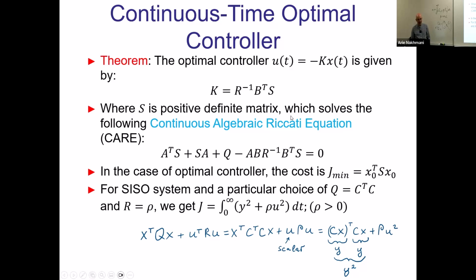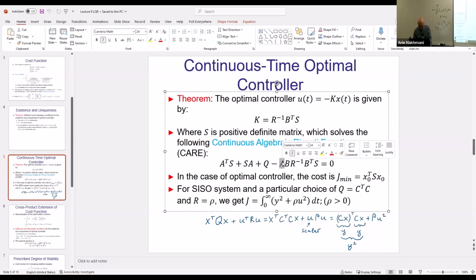S is a positive definite matrix, which solves the following continuous algebraic Riccati equation. That equation is definitely a matrix equation, right? So all of that is matrices. S is a matrix of n by n, A is a matrix n by n. So it's like a system of n by n in matrices. But pay attention that here you have a mistake. This is supposed to be S here.